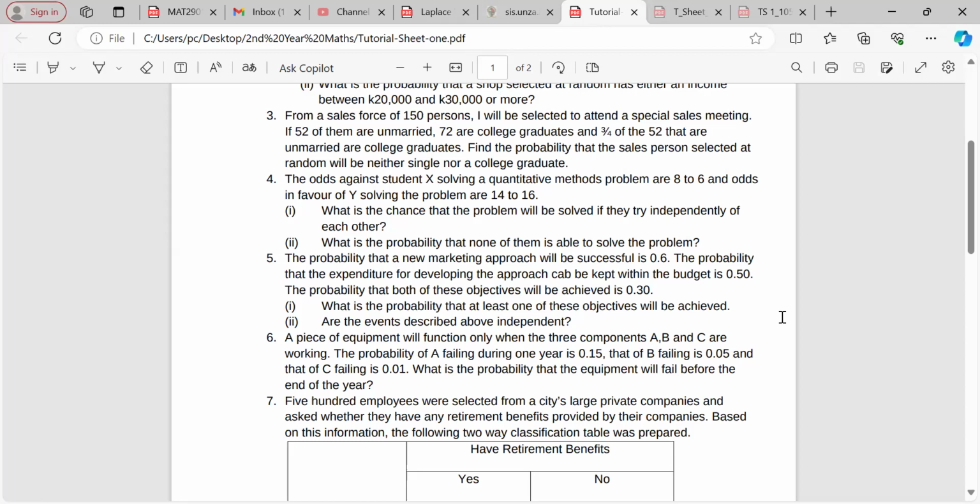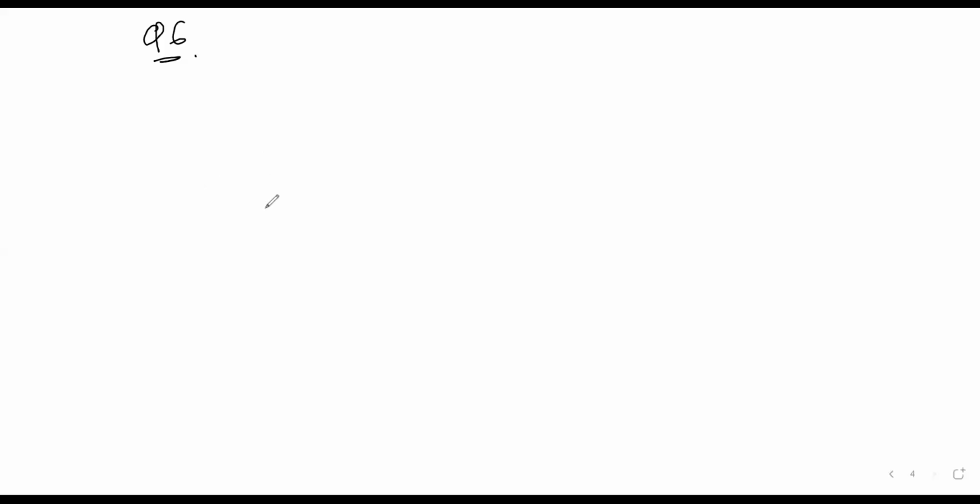Okay, so let's go to the drawing board. On the drawing board, I'm going to name some probabilities. Let's say we have the probability of the equipment failing due to A, that is the failing of A, 0.15. The probability of the equipment failing due to B, so the failing of B within 1 year is 0.05. The probability of the equipment failing because of C is 0.01, like that.